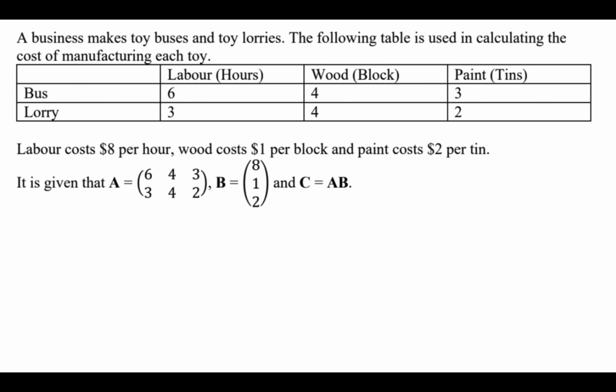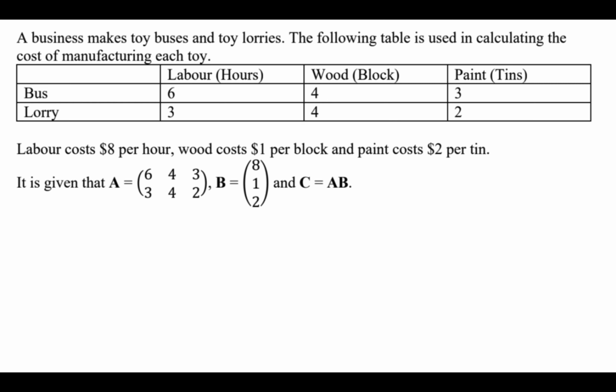Now they also add that labor costs $8 per hour, wood, which is the material that we use, costs $1 per block, and the paint costs $2 per tin. And we are given the matrices A and B in the format that is 2 by 3 for A and 3 by 1 for B. Finally, C is given as AB.